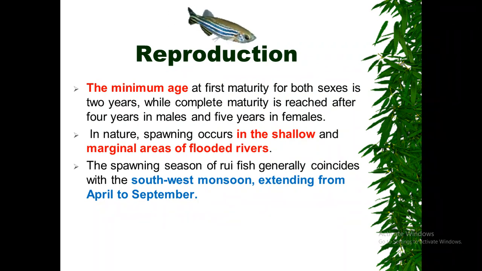After discharge, the eggs come in contact with milt, which is discharged by the male. This fertilization takes place externally, and the zygote is formed. So the spawning season of rui is generally associated with the southeast monsoon, extending from April to September or July to September.